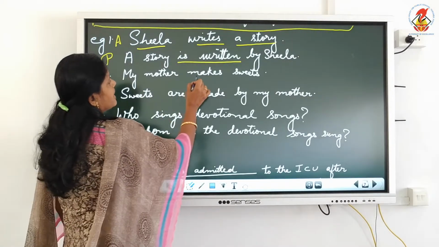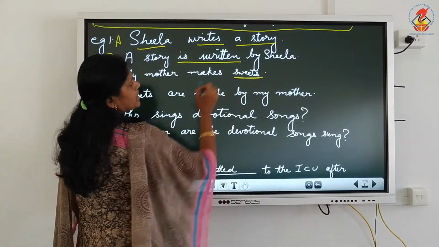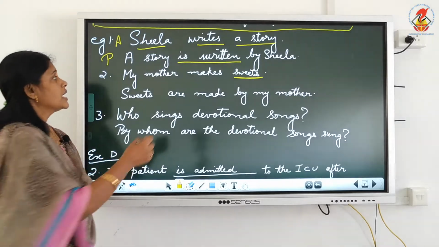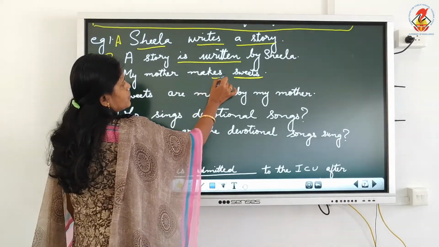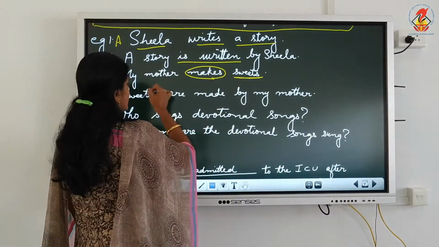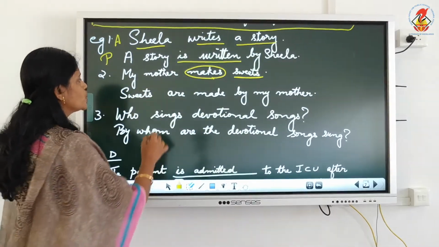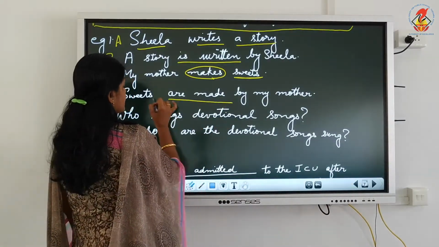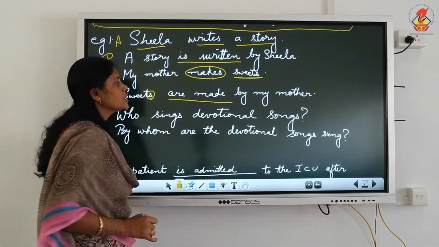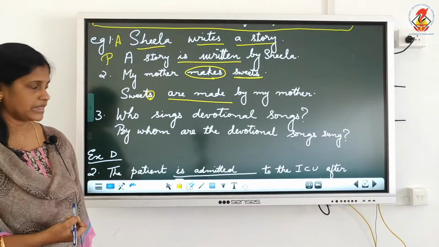Next one, my mother makes sweets. Sweets, it is plural. My mother, one person, that's why I've used the word makes. But when this comes to the beginning of the sentence, so sweets are made, as this is plural, it becomes sweets are made by my mother.